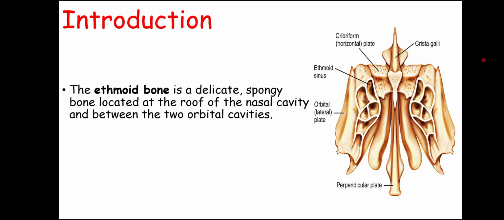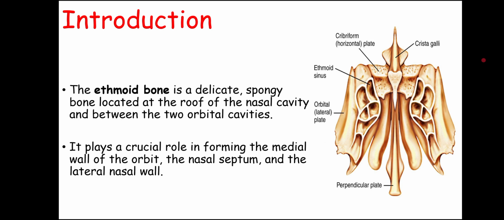Ethmoid bone is a delicate, spongy bone that is located at the roof of nasal cavity and between the two orbital cavities. It plays a crucial role in forming the medial wall of the orbit, the nasal septum, and the lateral nasal wall.